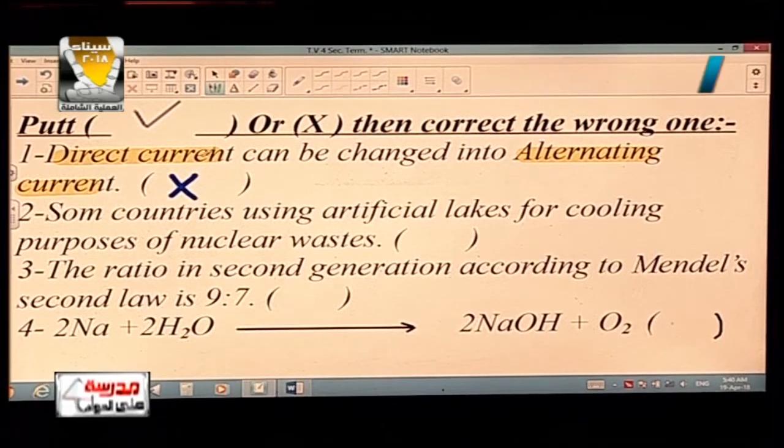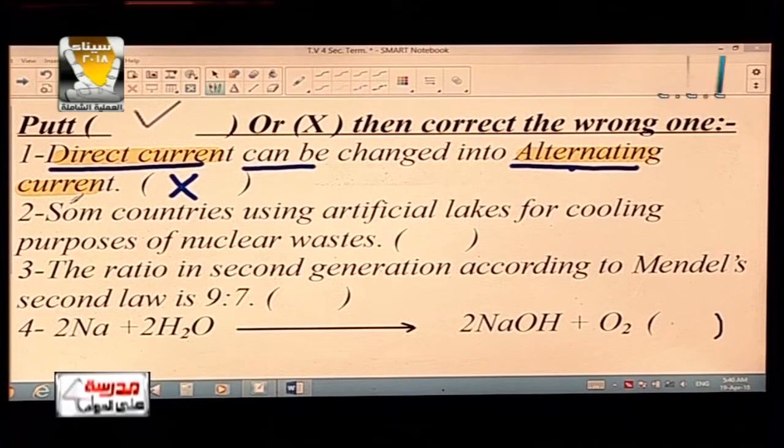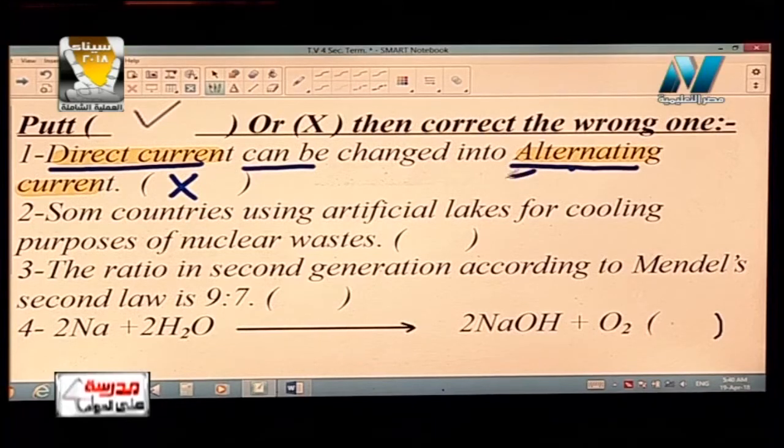So direct current can't be changed into alternating current, or we can correct this statement another way: alternating current can be changed into direct current. So we know from the advantages of alternating current that it can be changed into direct current, but direct current can't be changed into alternating current.